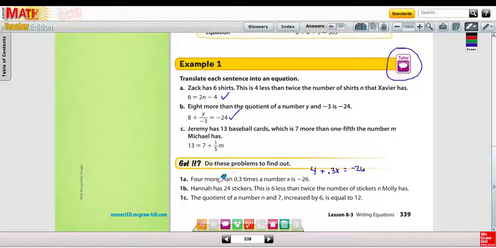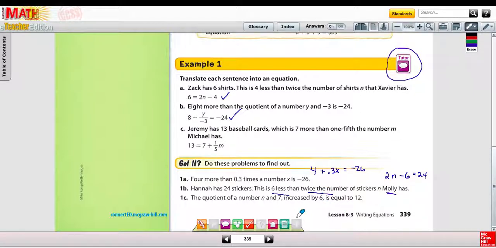For 1b, Hannah has 24 stickers. This is 6 less than twice the number of stickers Molly has. Okay, so we have Molly's stickers, n. Twice that would be 2n. 6 less than that would be minus 6, and the total is 24 stickers. So sometimes you need to work backwards, or from the last part, the right to the left, but using all the information.